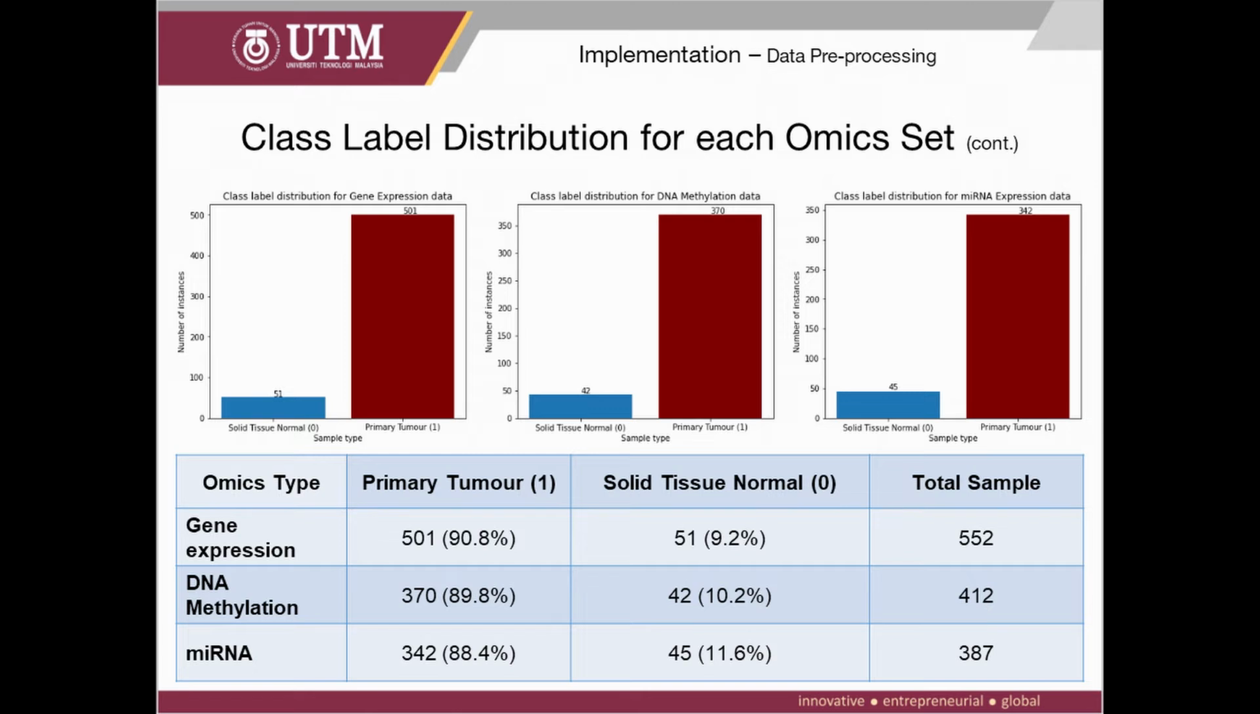It is noticed that all three omics data have about 90% of the samples having primary tumor class, which is the positive class indicating the patients having cancer, and 10% of the samples having solid tissue normal class, which is the negative class indicating the patients have no cancer or are healthy. This shows some degree of class imbalance, which is part of the nature of the omics dataset.